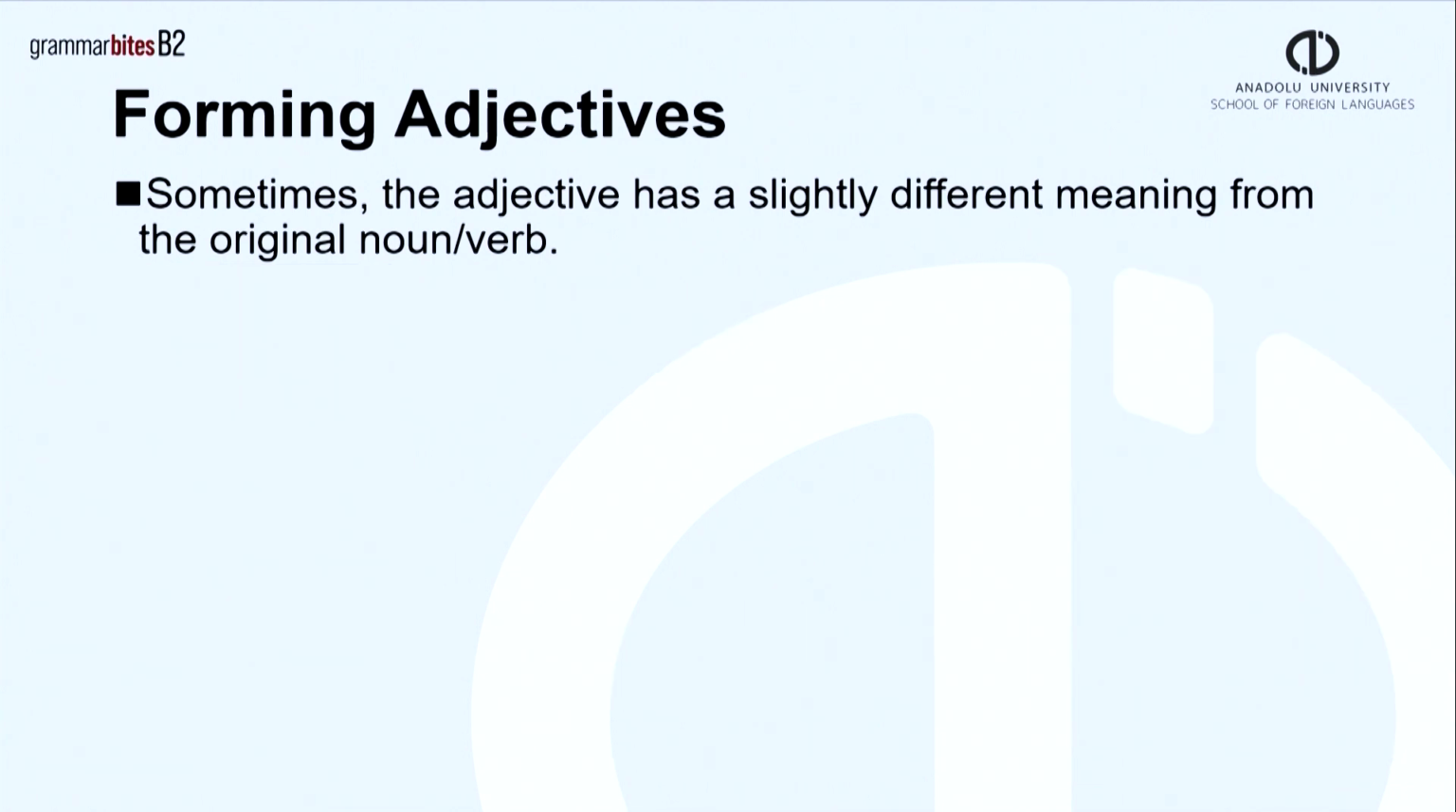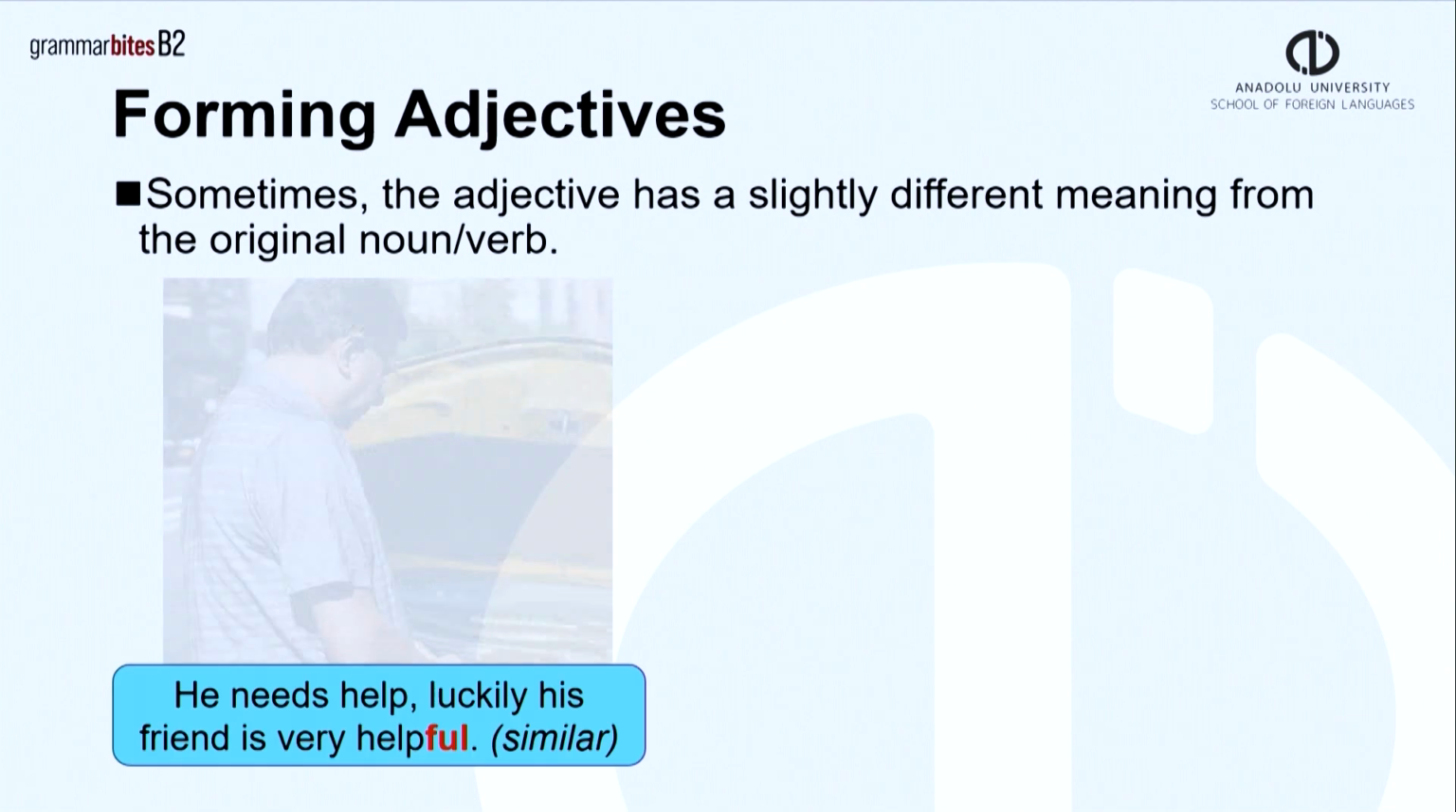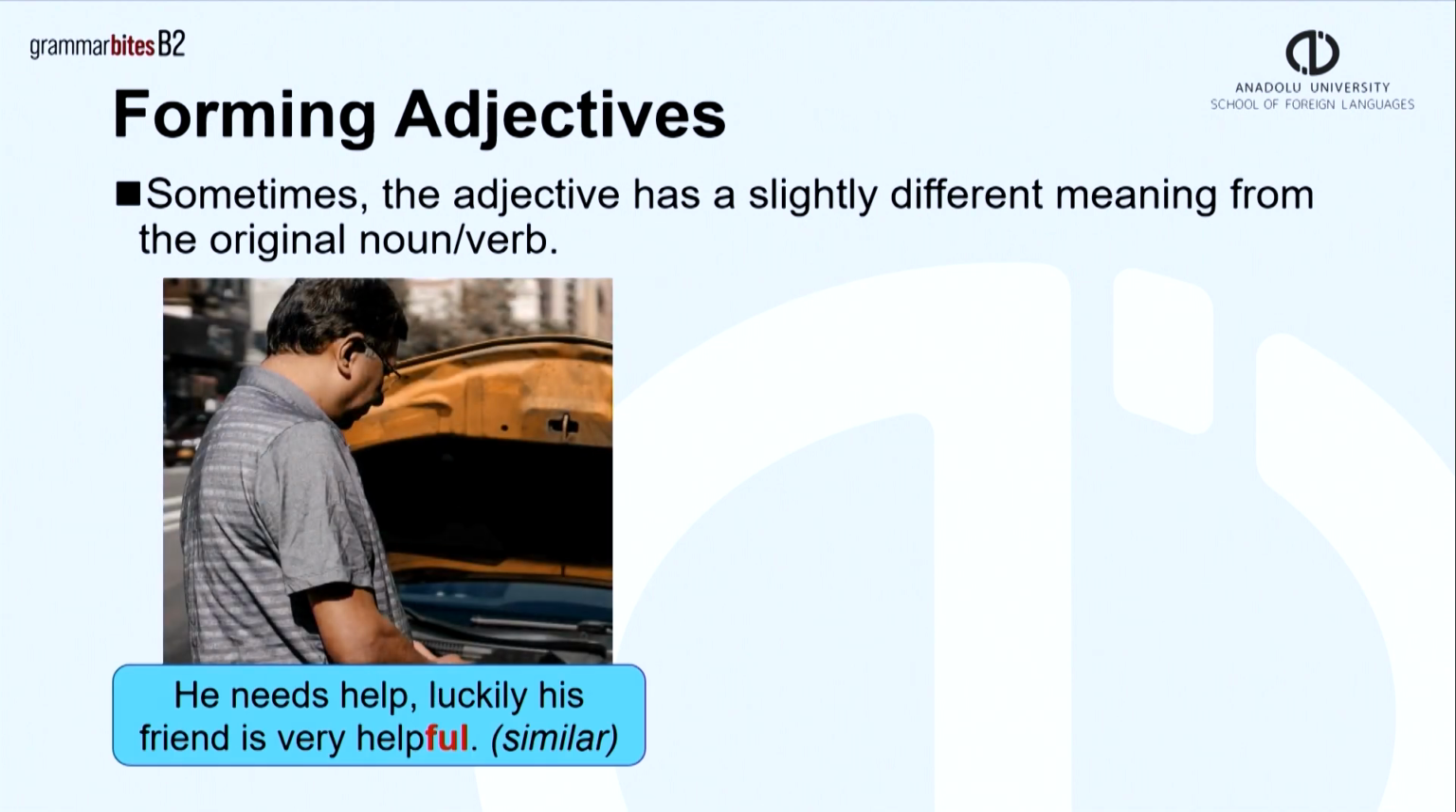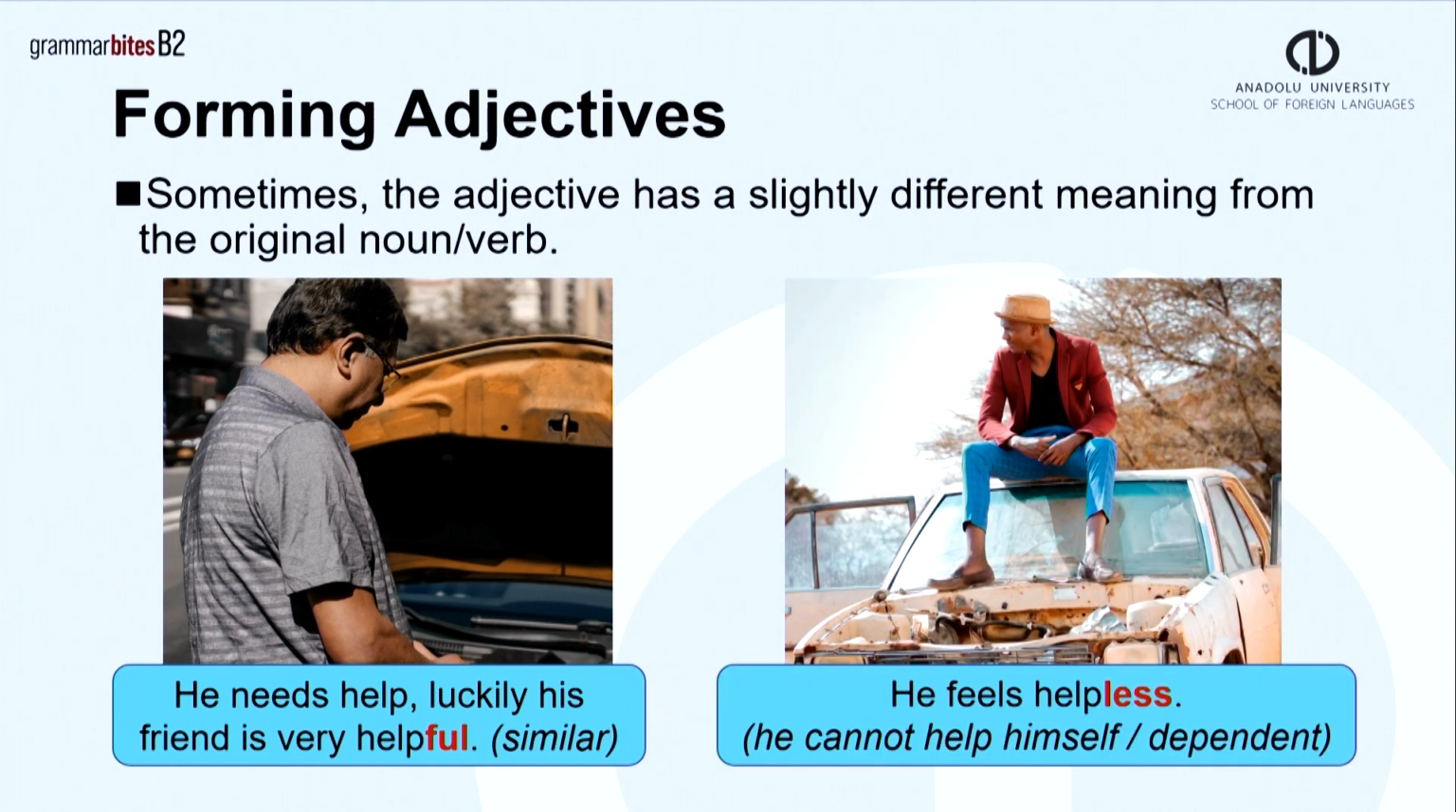And another example. He needs help. Luckily, his friend is very helpful, which is similar to the verb. He feels helpless, which means he cannot help himself. He is dependent on someone or something.